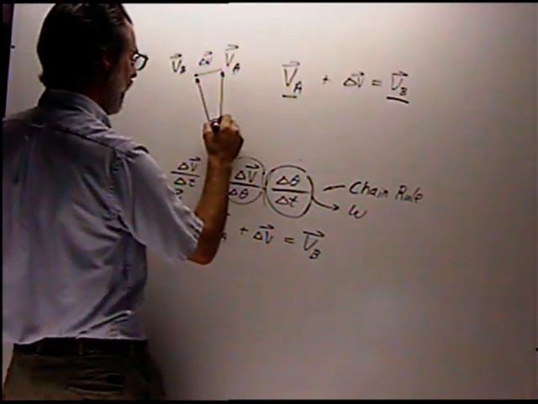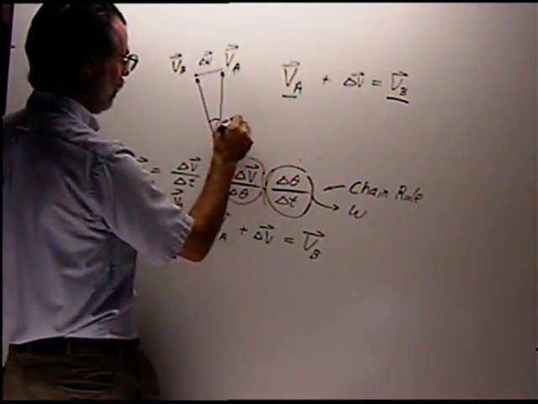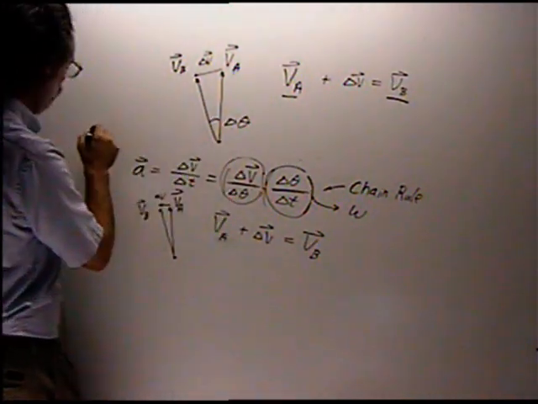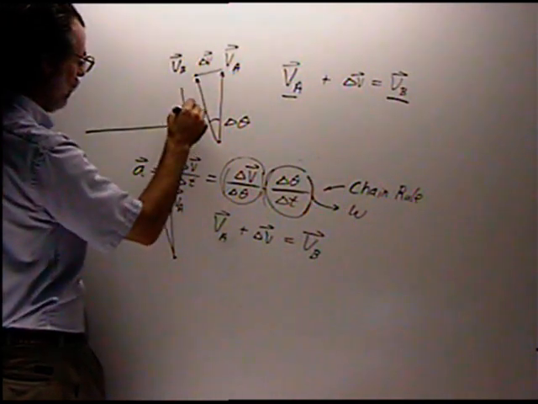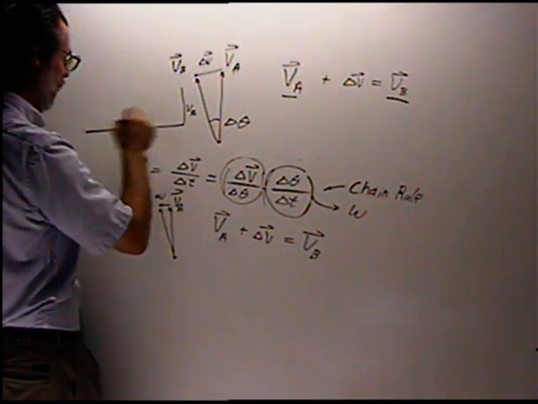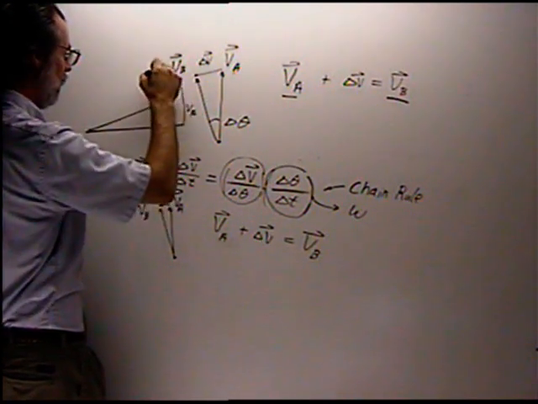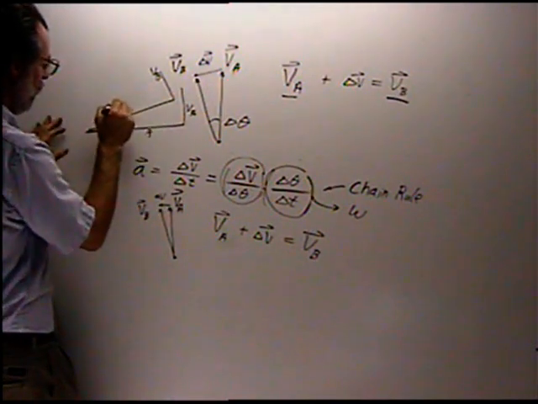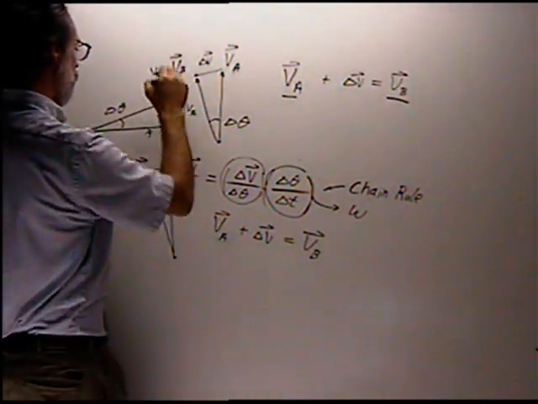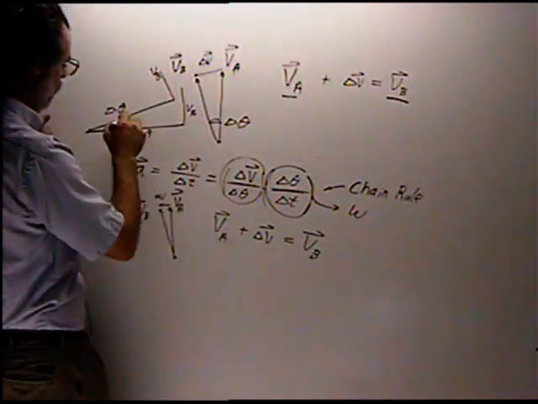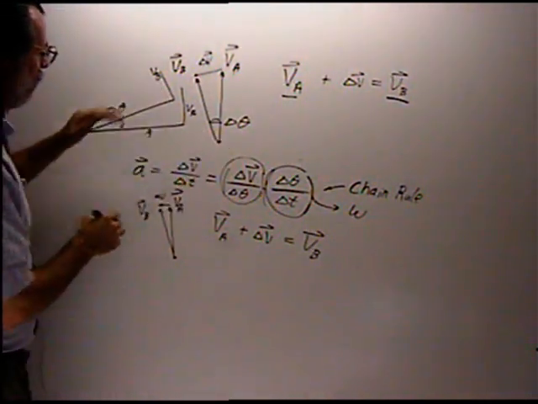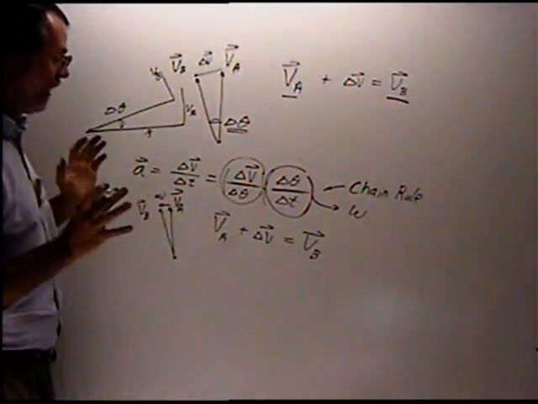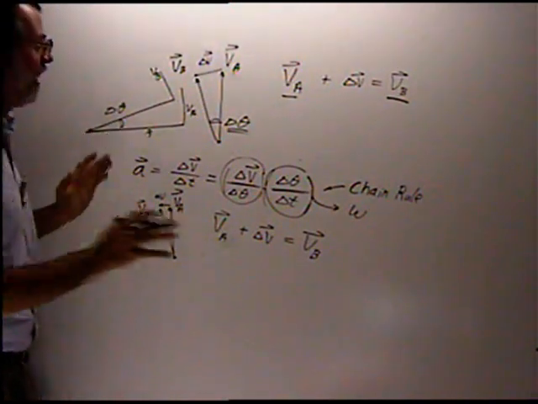Now what is this angle? This angle is nothing more than delta theta. We know that from geometry. Remember here was VA, and at another moment in time we had VB, and we spun this radius through delta theta. So from geometry you should be able to figure out that if we spin the radius through delta theta, the velocity term also spins through delta theta. Are you with me? I hope so.